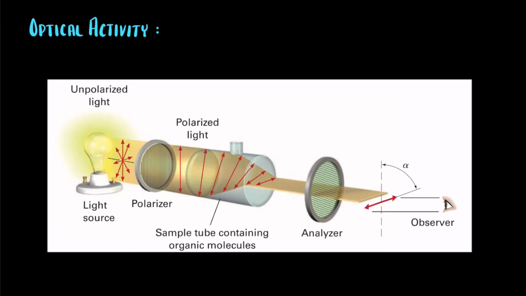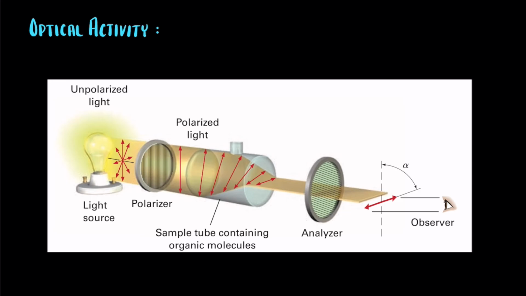So briefly before we end the video, I want to touch on optical activity and where the meaning of chirality truly comes from. So if you look at this representation of a polarimeter, plane polarized light passes through a solution of optically active molecules, which rotate the plane of polarization. So not all organic substances exhibit this property. However, those that do are said to be optically active, and those molecules are chiral.